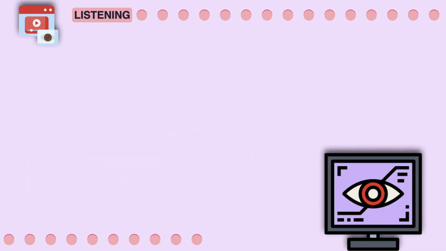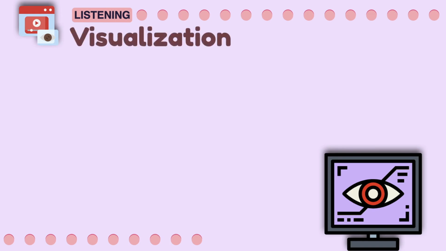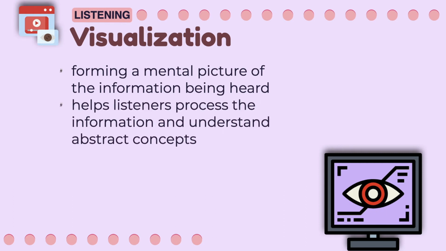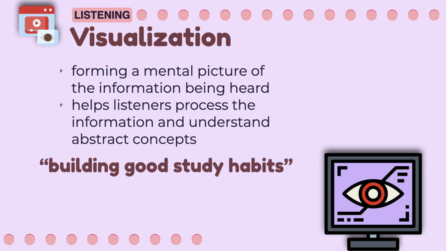The fifth strategy that you may use is visualization. This involves forming a mental picture of the information being heard. Using this strategy helps listeners process the information as well as help them understand abstract concepts. For example, if a speaker talks about building good study habits, listeners may visualize reading books or doing note-taking.